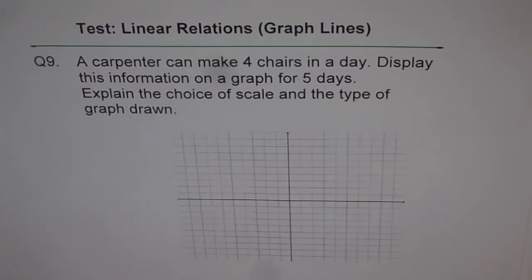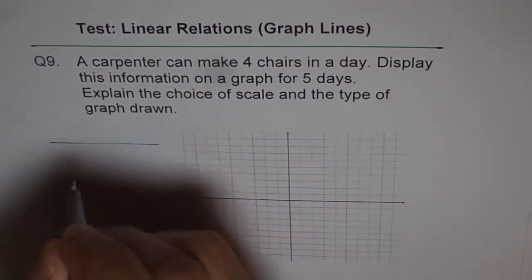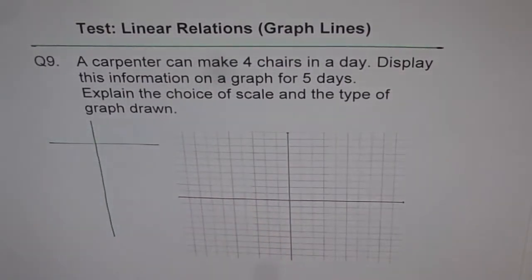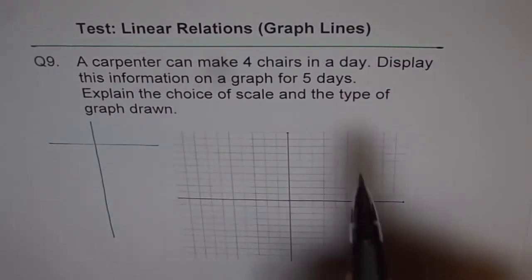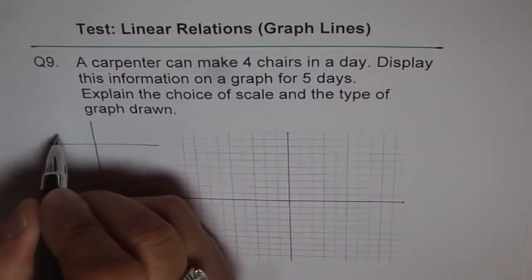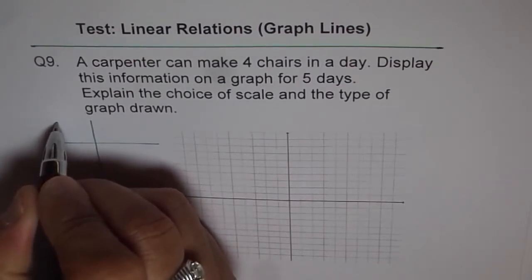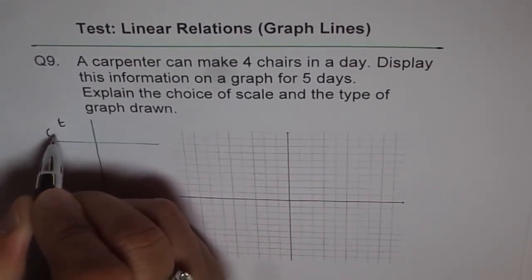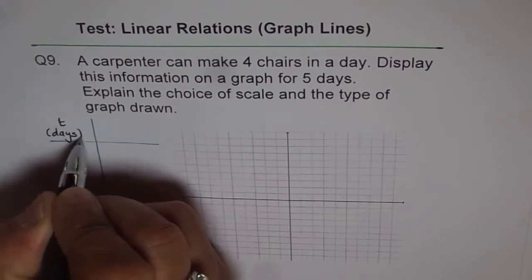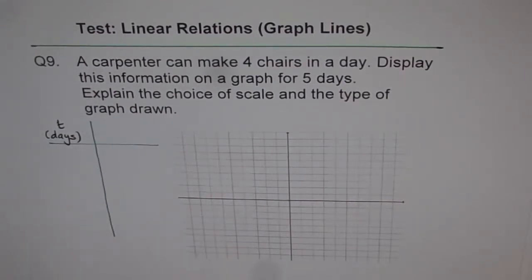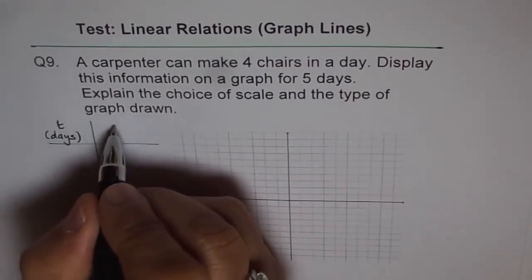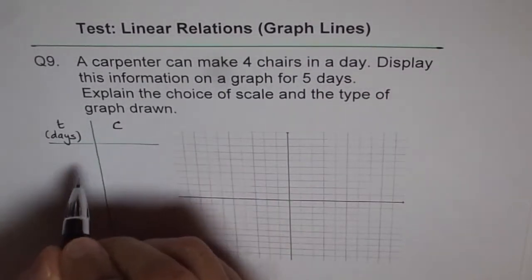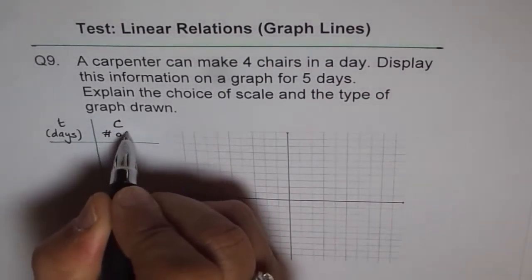Now in such a situation, before we draw a graph, let's try to make a table. So we can say the independent variable for us here is time, and that time is given in days. So we call it, let's say, time t, and the unit is days. And the dependent variable here is number of chairs. So let's call it c as number of chairs.